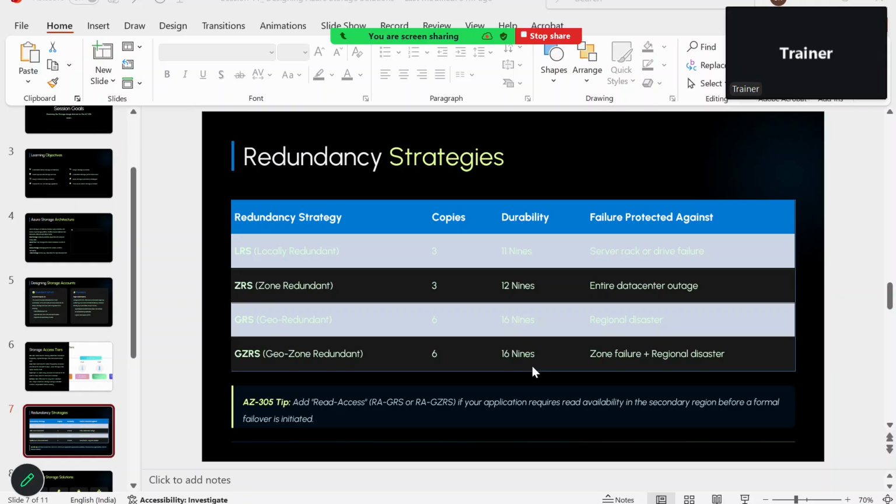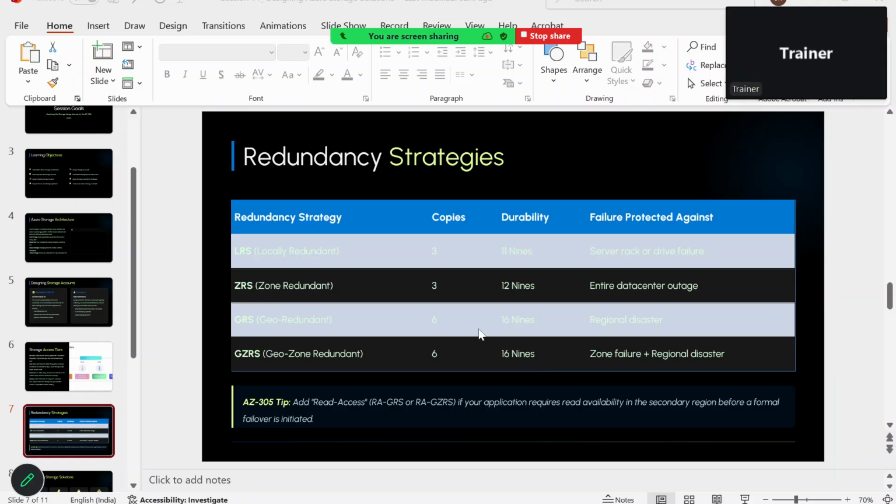First, what is LRS, which is locally redundant storage, the simplest redundancy model. Azure stores three copies of the data within a single data center, like a data center which has copy 1, copy 2, copy 3, and so on. What is the benefit? Lowest cost, simple, high durability. And what are the limitations? It does not protect against data center failure.